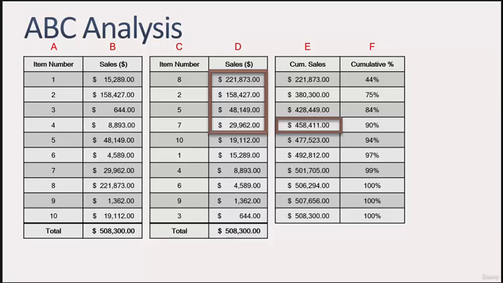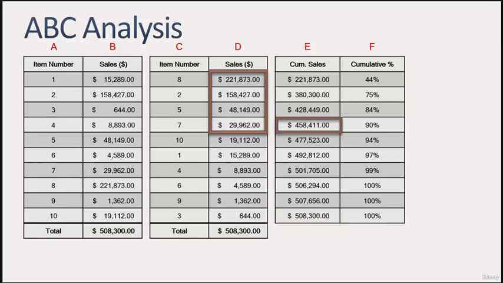And it's no surprise that when you reach the bottom of the list and cum the last item, number 3, the total cum sales is $508,300, which is the total as shown in columns B or D. This is another check and confirmation that none of the data has been left out.